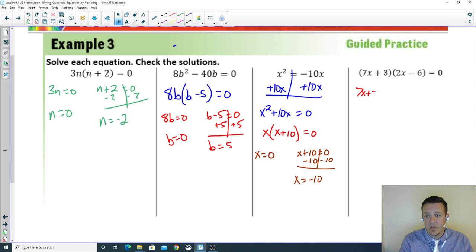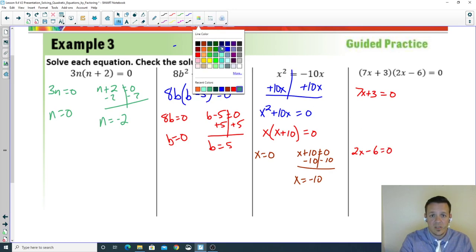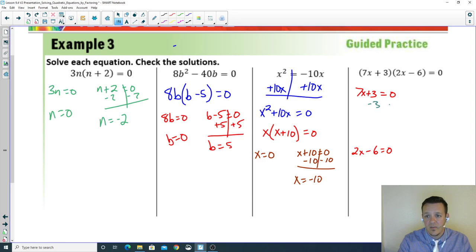All right, the very last setup here is already split for you. It's going to be 7x plus 3 equals 0, and then I'm going to go down a little bit. It'd be 2x minus 6 equals 0. Okay, now you do your simple math. Negative 3, negative 3. This ends up being 7x equals negative 3. Now you divide by 7. And you have x equals negative 3/7.